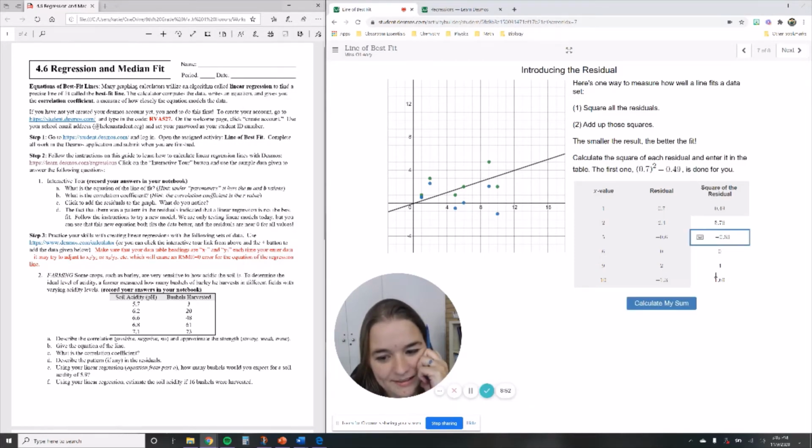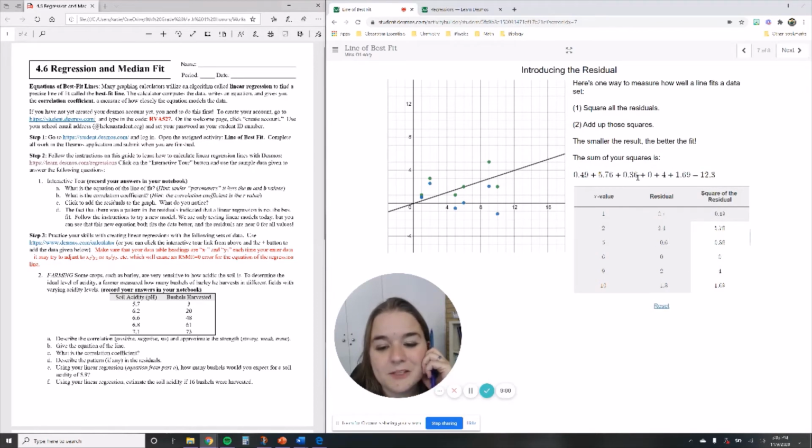Silly mistake. Negative 0.6 times a negative 0.6 is a positive 0.36. Miss O'Leary makes mistakes too. There we go. The sum of our squares is 12.3. So when I look at this here, maybe not my best work. So let's keep going and see if we can come up with a better line of fit.